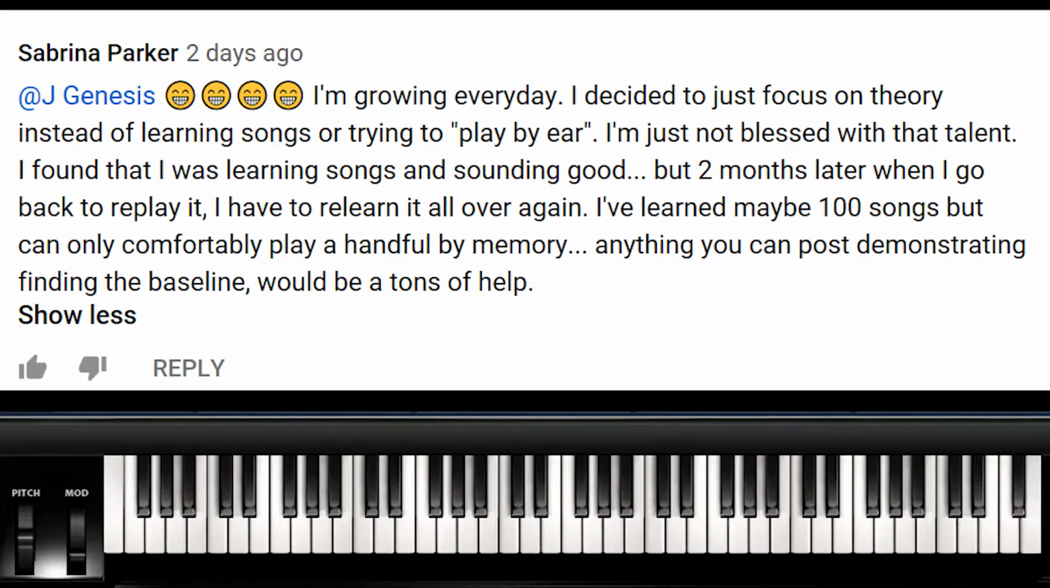It says, I decided to just focus on theory instead of learning songs or trying to play by ear. I'm just not blessed with that talent. I found that I was learning songs that sounded good, but 2 months later when I go back to replay it, I have to learn it all over again. I've learned maybe 100 songs, but can only comfortably play a handful by memory. Anything you can post demonstrating finding the bass line would be tons of help.